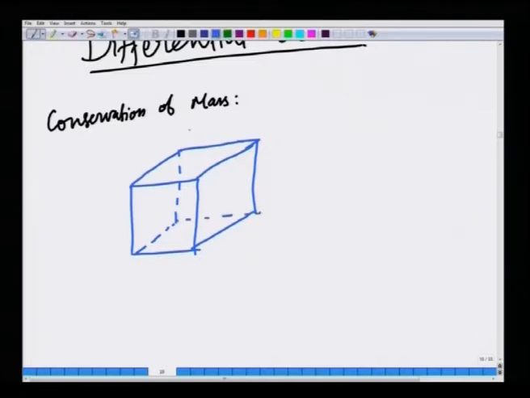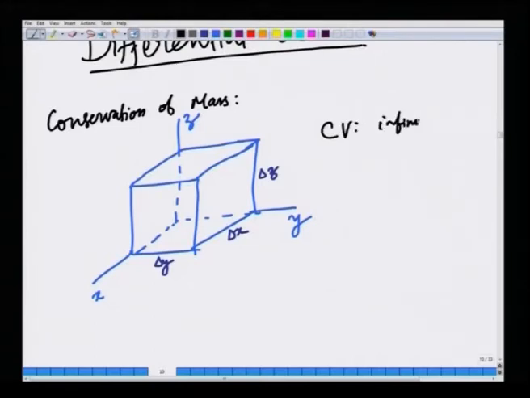Let me take a Cartesian coordinate axis, with dimensions, say, delta x, delta y and delta z. The other way around, delta x is here and delta z. So, it is an infinitesimal cube. Our CV is an infinitesimal cube, because the sides of the cube, namely delta x, delta y, delta z, are very small.